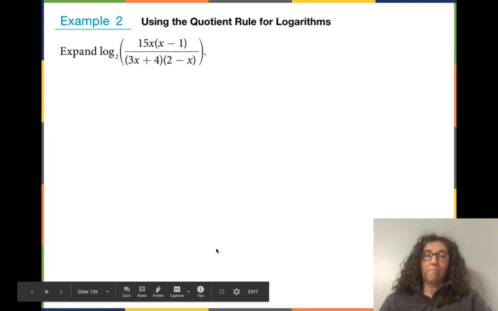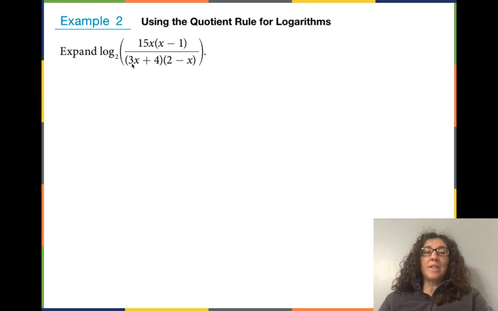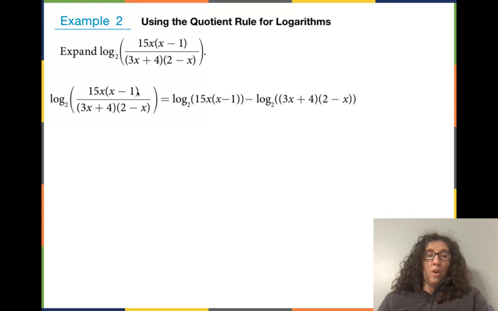Okay, so what if we wanted to expand this whole expression? We've got things multiplied together, things divided, right? We have 15 times 5 times x minus 1 in these two terms. Well, first, let's just use the quotient rule, okay? We have log of this thing divided by this, so it's going to be log base 2 of this numerator minus log base 2 of the denominator. So that's just using the quotient rule.